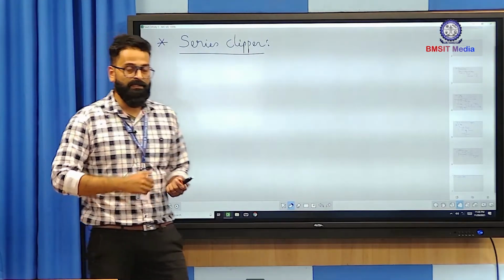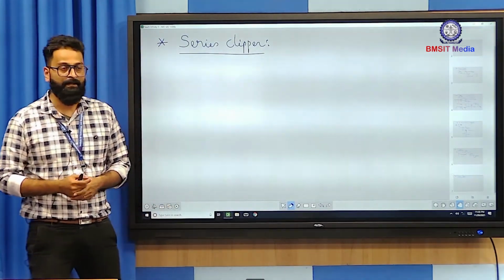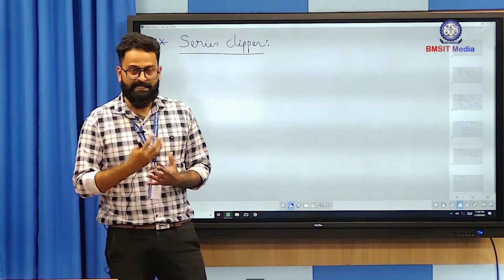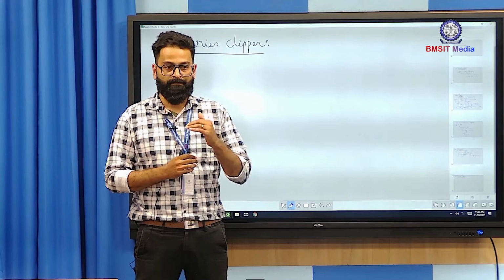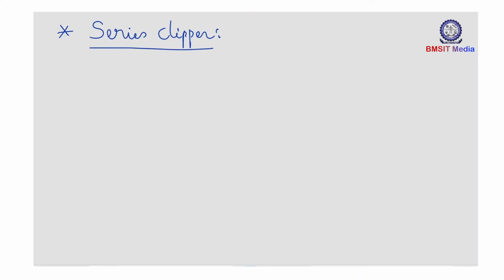Okay, so let's start with a simple circuit and slowly raise the complexity. So, series clipper. Now, a series clipper is a clipper in which the diode and the load resistor come in series. For example, a half wave rectifier circuit, in short HWR.